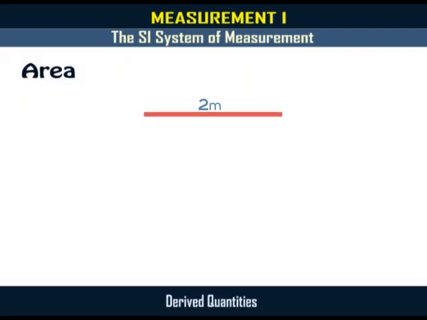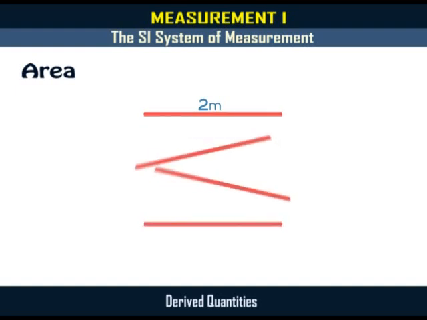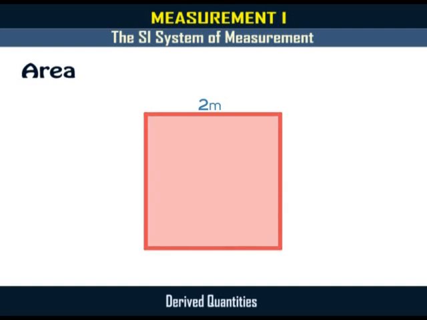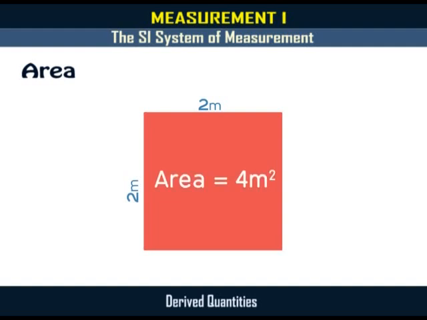If we take a line that is 2 meters in length and then create a square from 4 of these lines, we can find out the area or the two-dimensional space that this square occupies by squaring the length of the original line. So we have a unit called meter squared. It is a derived unit.